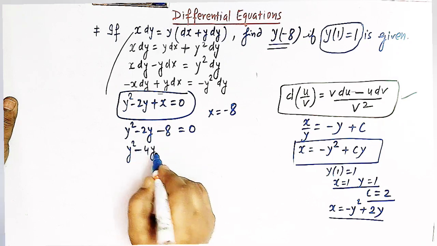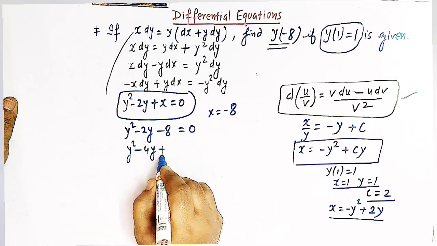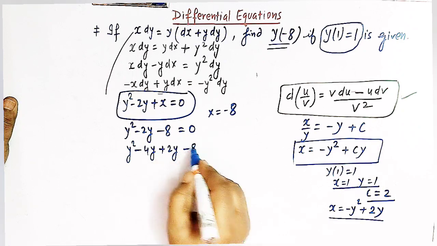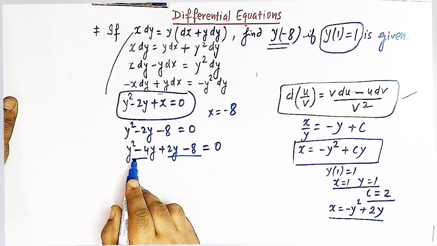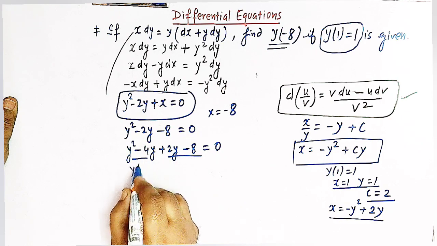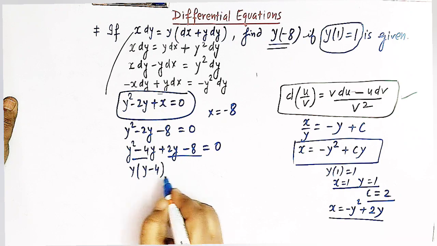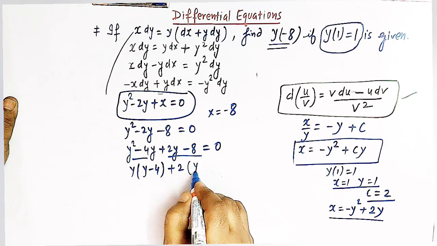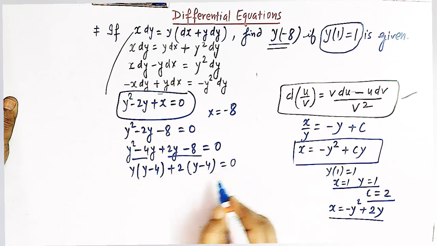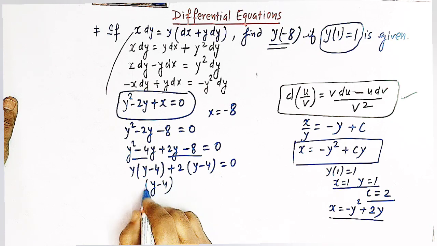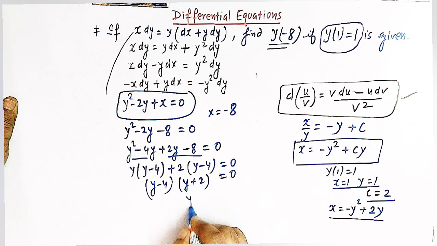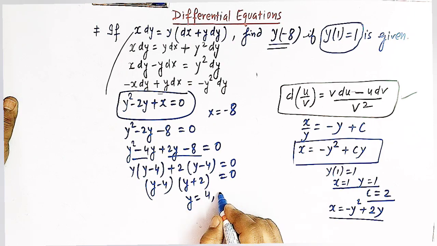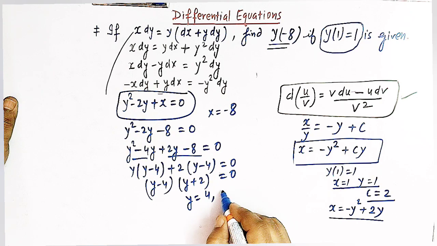So we have minus 4y, and here we have 2y minus 8 is equal to 0. So grouping these two terms, we have y times (y minus 4). Here we have 2y minus 4 is equal to 0. So this is (y minus 4) times (y plus 2) is equal to 0. So we have y is equal to 4, and from here we have y is equal to minus 2.